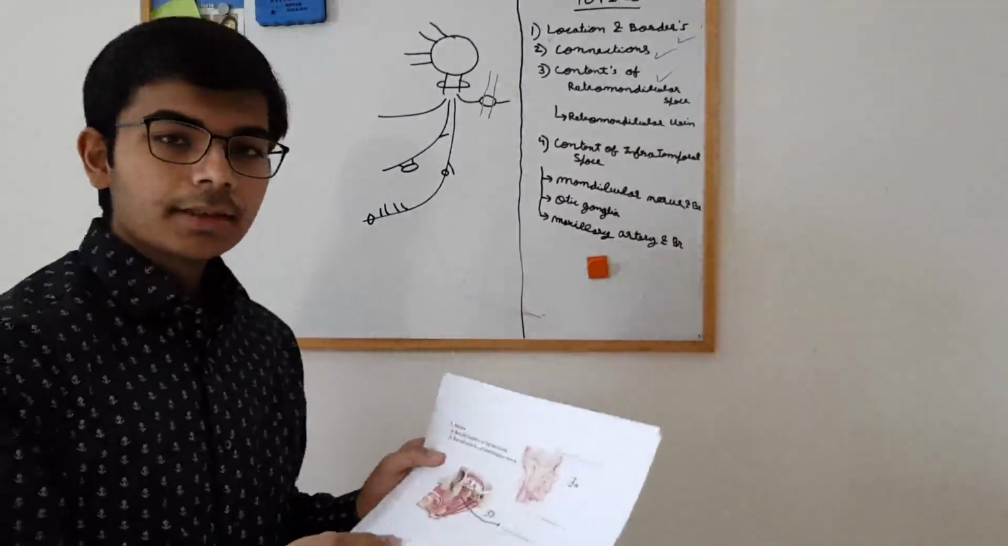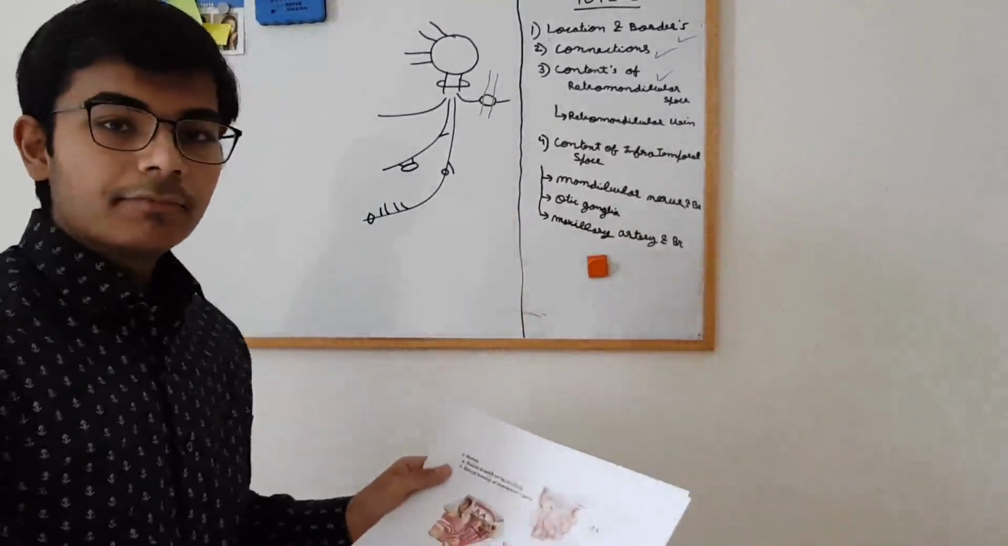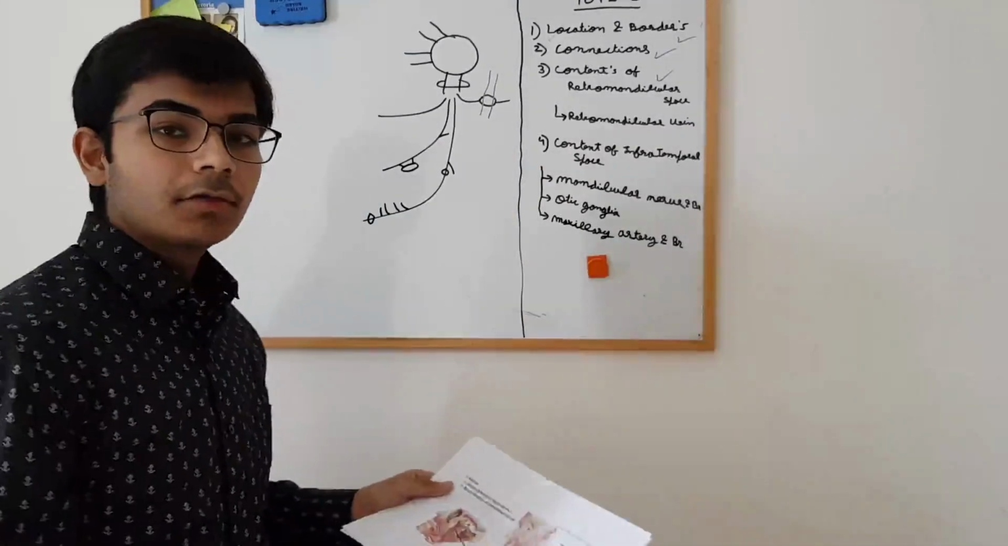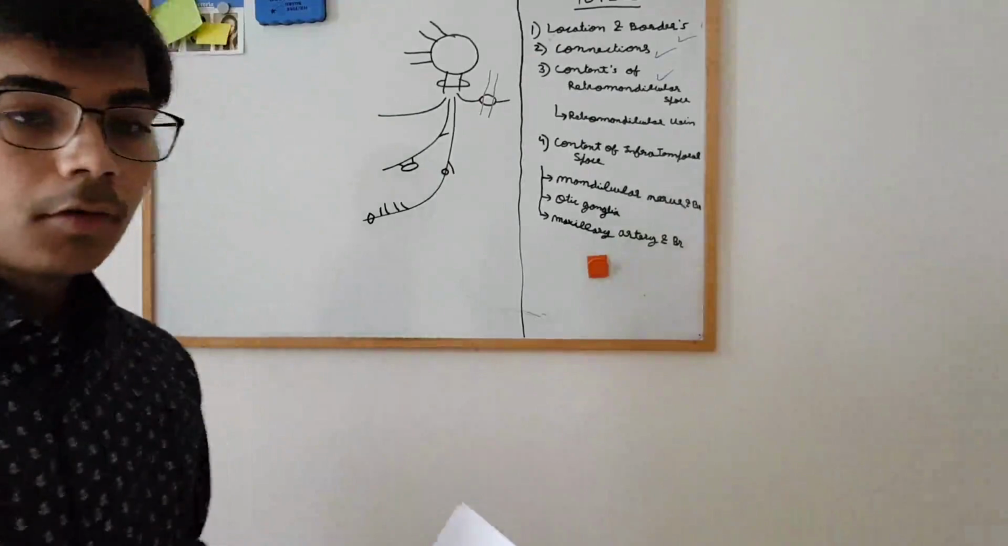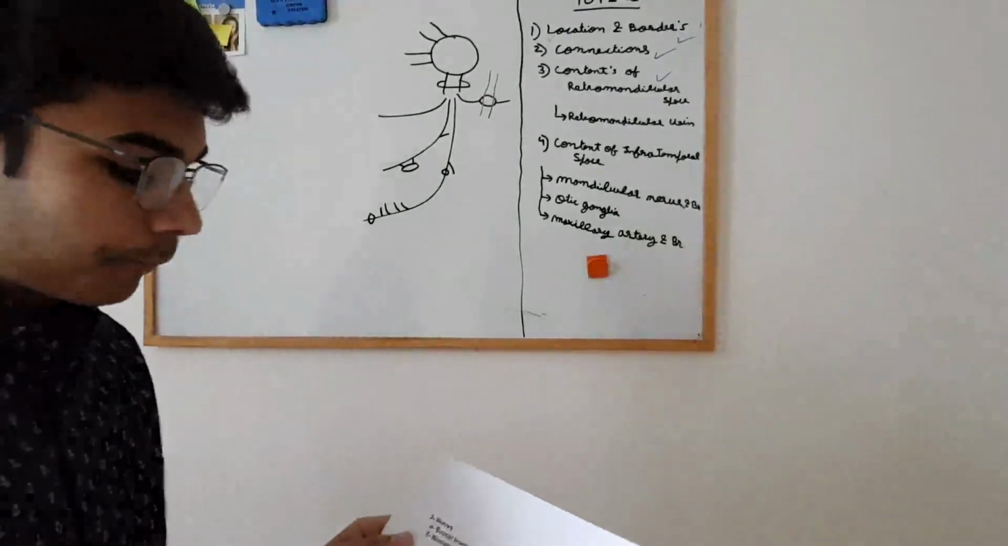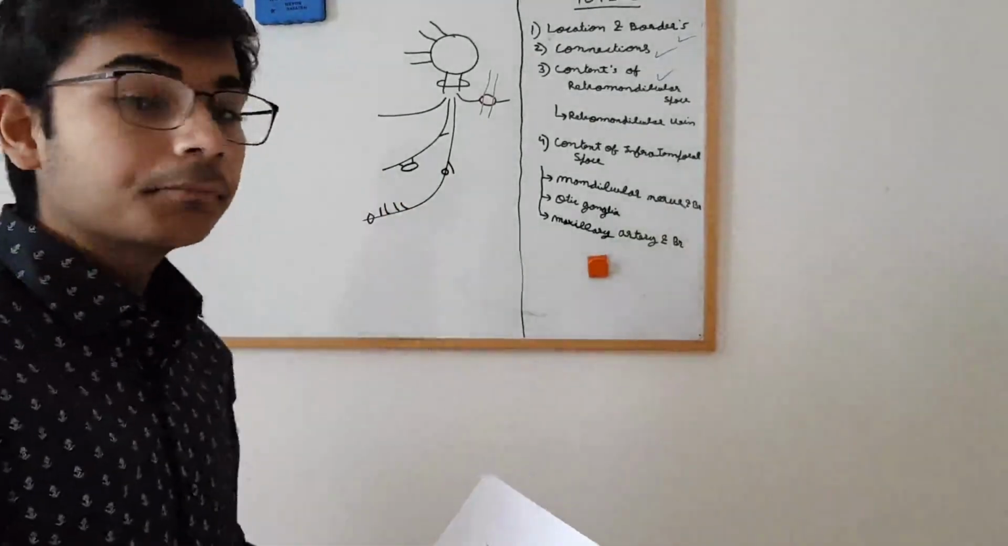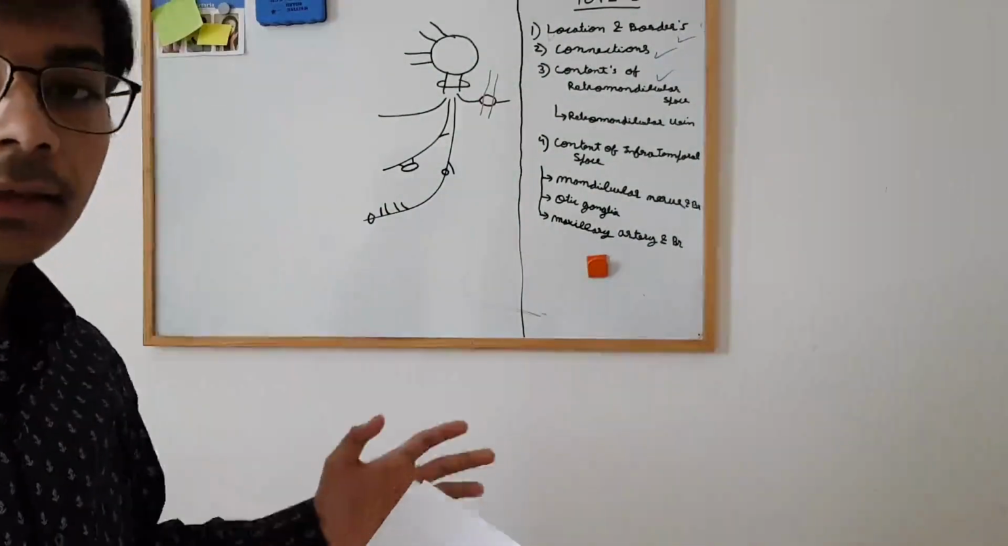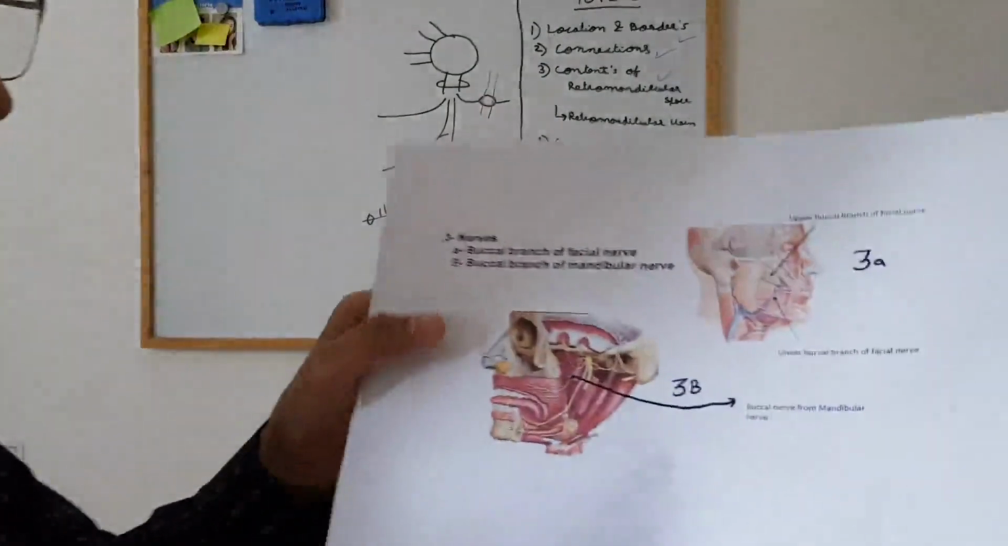There's an important thing to mention. So the question is, is the buccinator muscle innervated by the buccal branch of the facial nerve or by the buccal nerve? So the buccal nerve is not shown in this diagram, but it's deep seated in the face. Let me show you a diagram here.